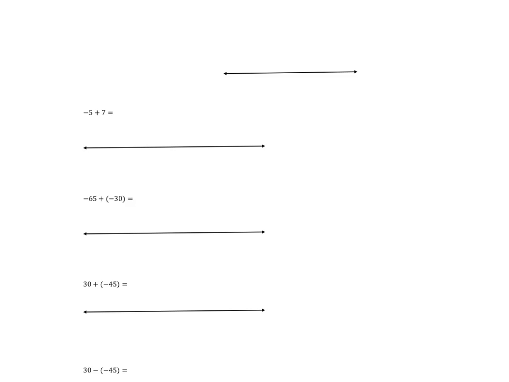When we're talking about addition and subtraction of integers, the first thing we have to remember is what we've already learned. No matter what number we start at, if we add a positive 7, we're going to go to the right. And if we subtract positive 7, we're going to go to the left.